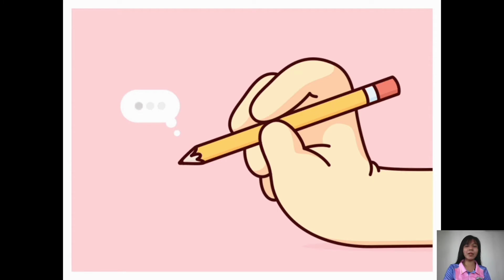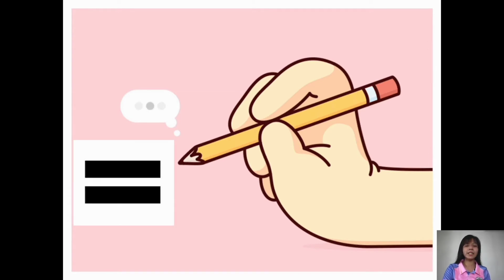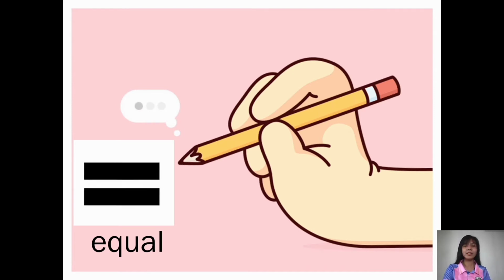First, I'm going to introduce to you our vocabulary for today. These are the symbols that you need in comparing numbers. You really have to remember these symbols, alright? We have here first, equal. Everybody say equal. Spell it out please. E-Q-U-A-L. Equal.